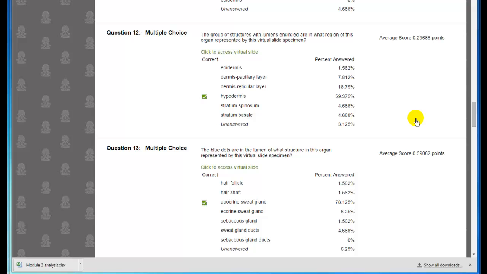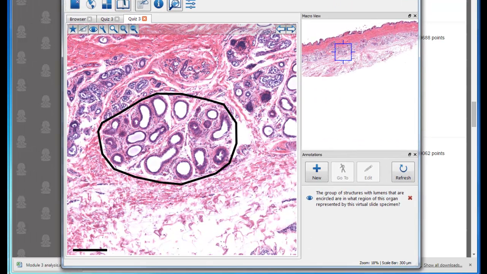Okay, question 12. A group of structures is brought to your attention with lumens encircled. And in what region of this organ are they present? And that was the hypodermis and the integument. But there was a scattered response, and most of the people that chose the correct answer said dermis, reticular layer. Now let's see about this.